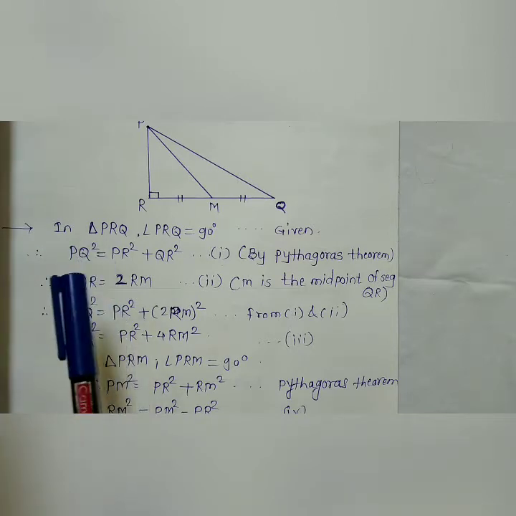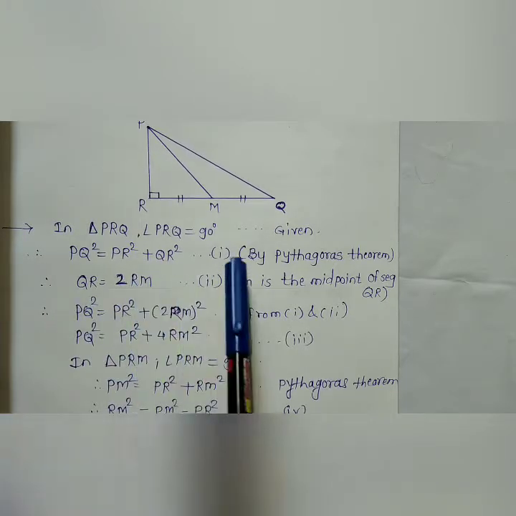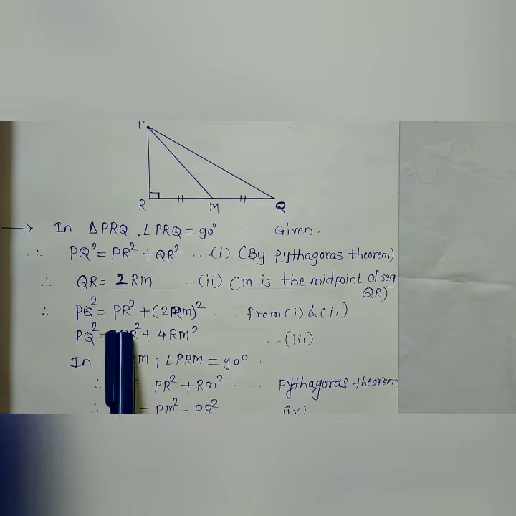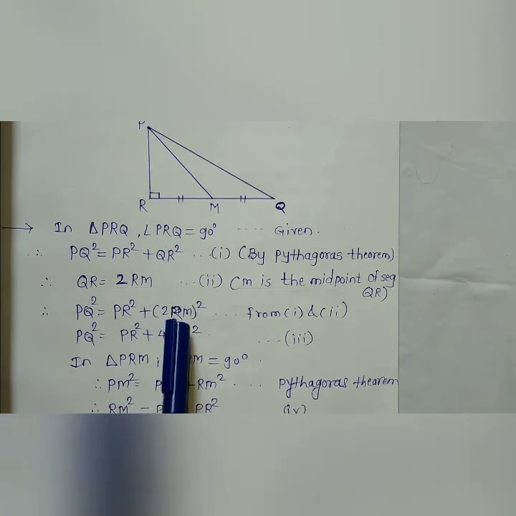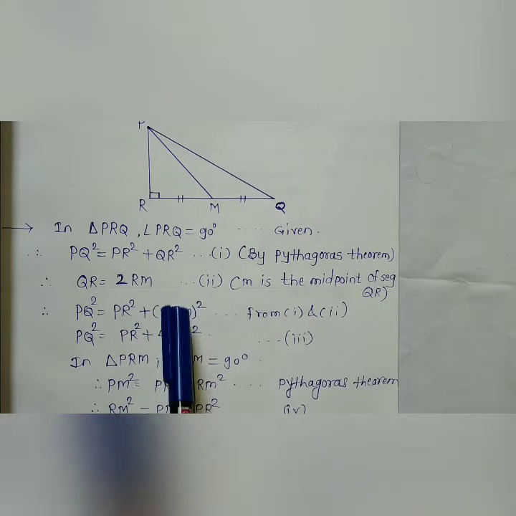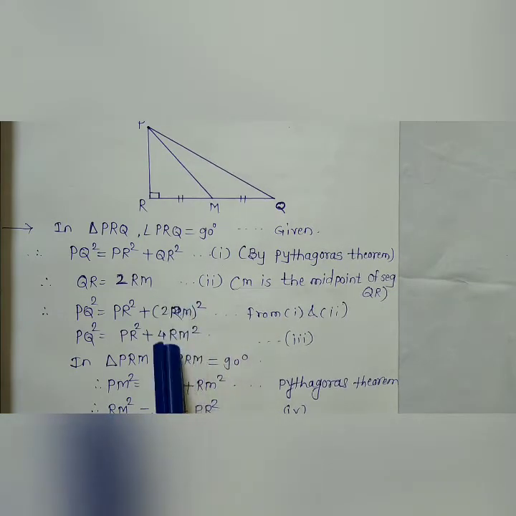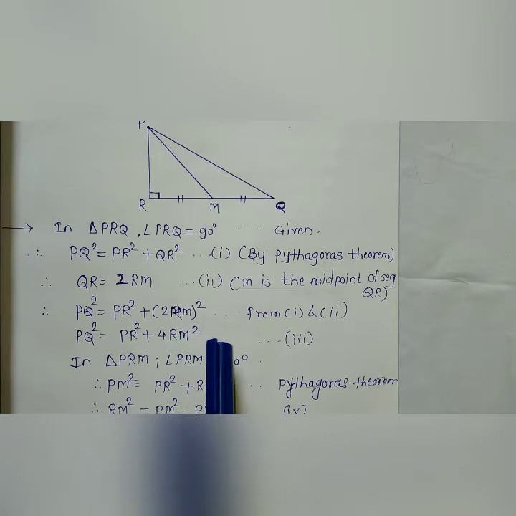Therefore, what is first? PQ square is equal to PR square plus QR square. By substituting the value of QR in first, we get PQ square is equal to PR square plus, the value of QR is 2 RM, so QR square is 2 RM whole square. From first and second, 2 RM whole square is equal to 4 RM square. Therefore, PQ square is equal to PR square plus 4 RM square. And give the number third.